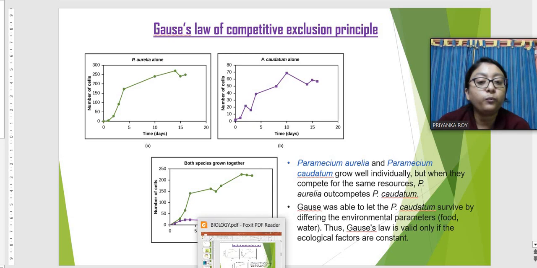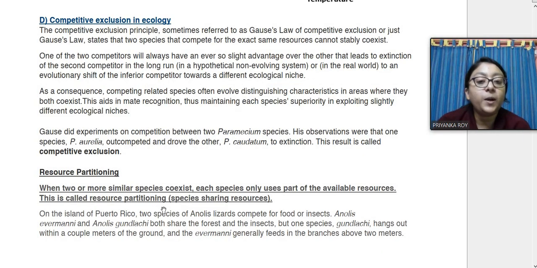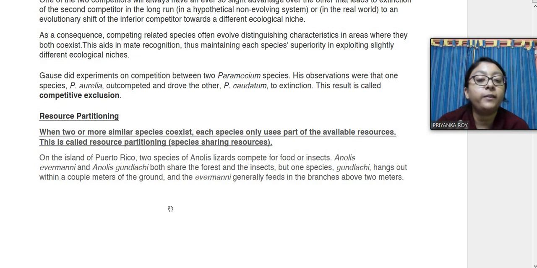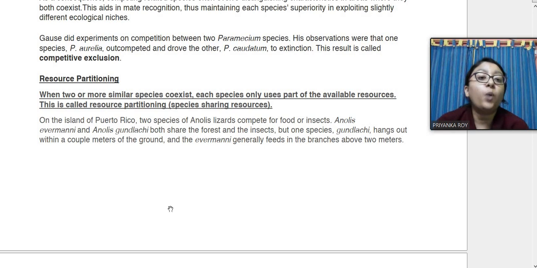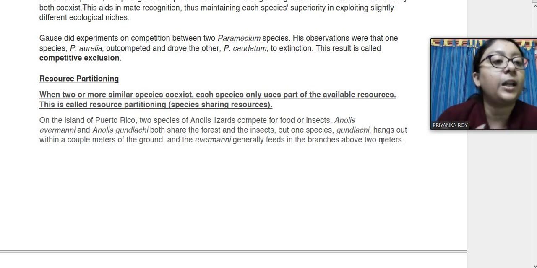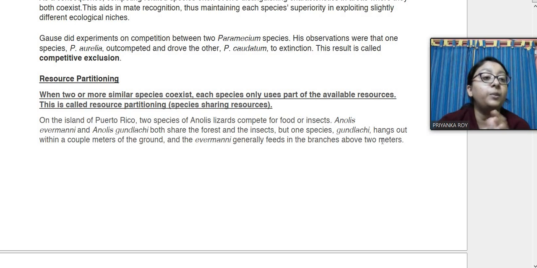Now, resource partitioning, like I've already talked about with the warblers in that example. Here another example is mentioned about two lizards. One species lives within a couple of meters from the ground, at the ground level, and the other species feeds in the branches above 2 meters. So they have a deal among themselves: you will stay at the ground level and have the insects and everything from the 2 meters from the ground level only, and above that, you will see the other species feeding on the branches above 2 meters.